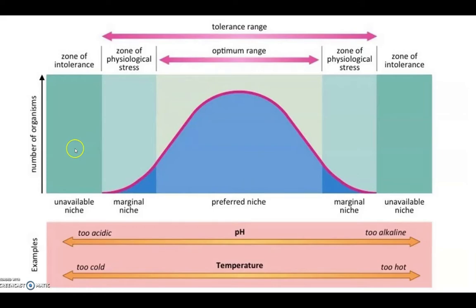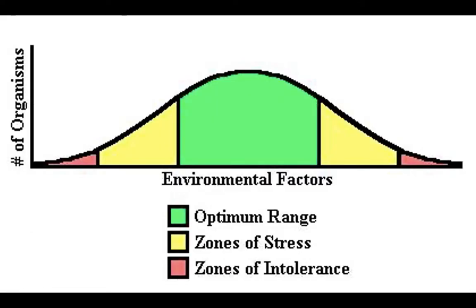Here's another diagram looking at the same thing. They give you two examples with pH and temperature on the x-axis. We see this is the optimal range, the preferred niche of conditions for pH or temperature that the organism can survive. And then there are these marginal niches on the more extreme zones where the organism is going to be stressed out, but they can still tolerate it. And then beyond that is a zone where they can't live. They cannot survive. It's outside their niche. And here's an even simpler diagram showing the same thing.